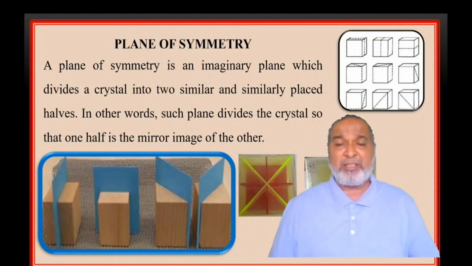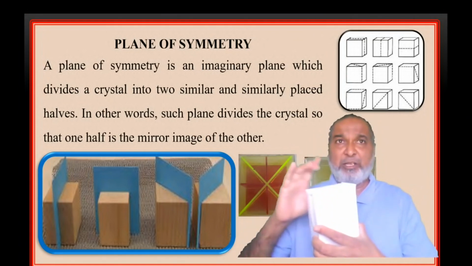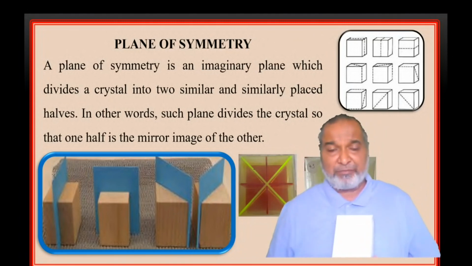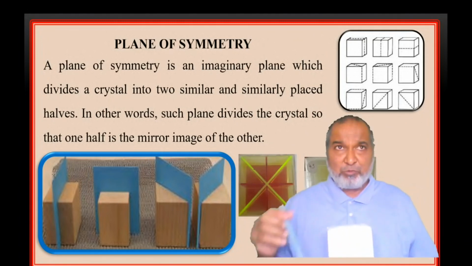Third, we have to see the axes. A is shorter, B is intermediate, C is longest. So this will be a model of the orthorhombic system. In this, A is smaller, B is intermediate, and C is the longest. In this, what do we have?